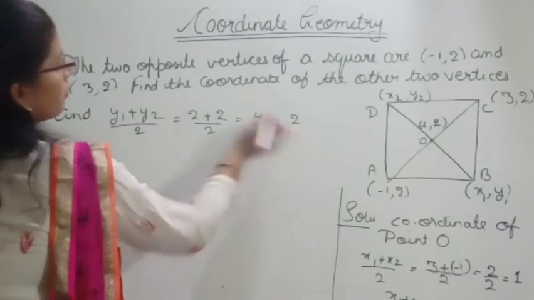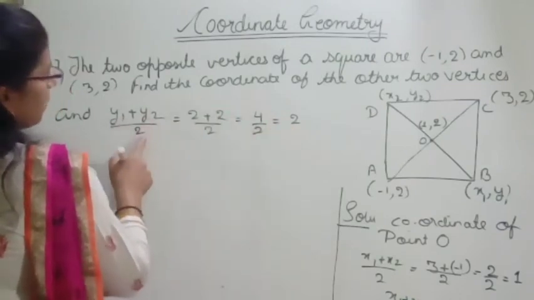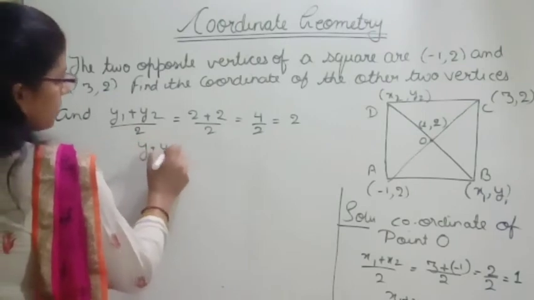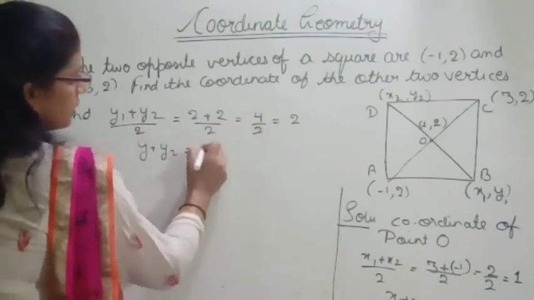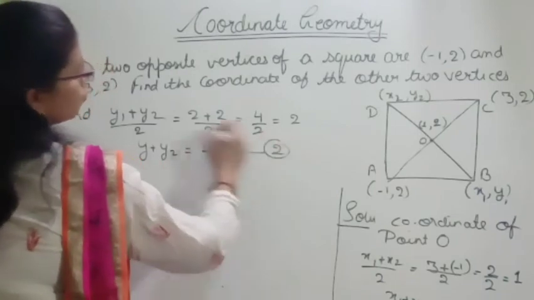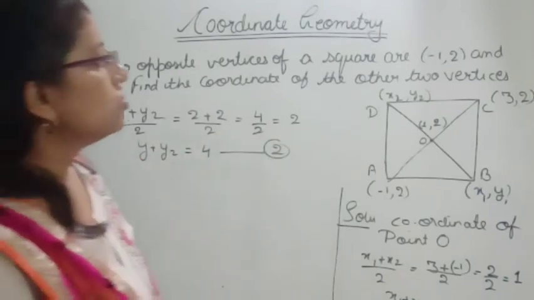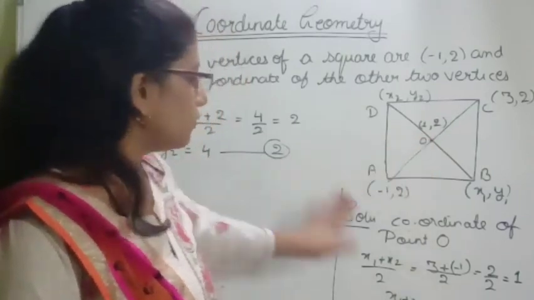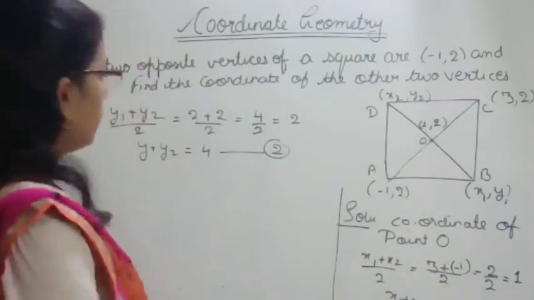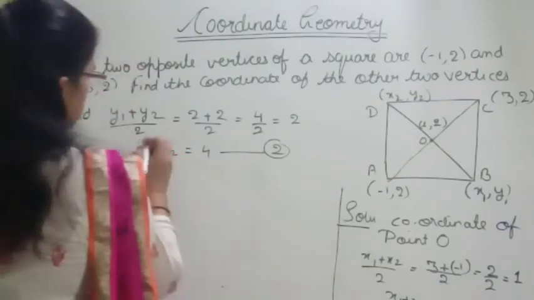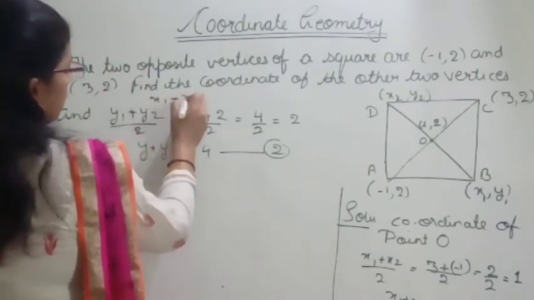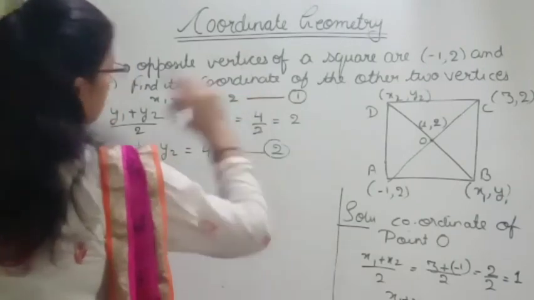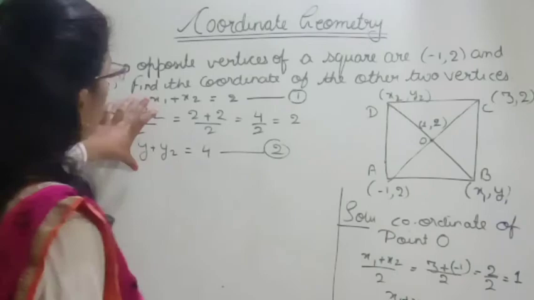So from here one more thing we can get. y1 plus y2 divided by 2 is 2, therefore y1 plus y2 is equal to 4. This is equation number 2. So by finding the midpoint, we got two equations. The first equation we got was x1 plus x2 is equal to 2, which is equation number 1. So now we have these two equations.